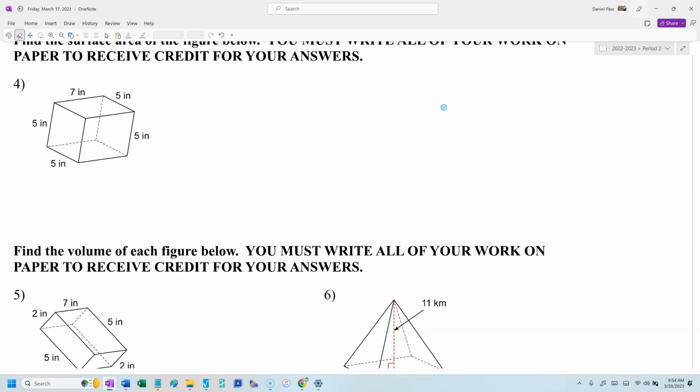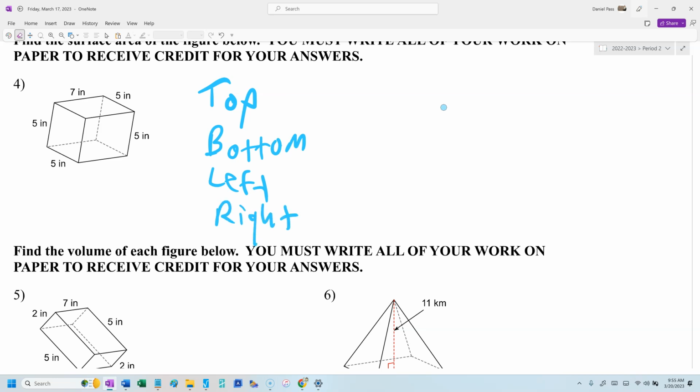Okay, go ahead. 7 times 5. We're doing number 4. For the top, 7 times 5. Oh, I thought you said pi. No, it's 7 times 5, not pi. Okay, good. I'm going to write out top, bottom, left, right, and then what?